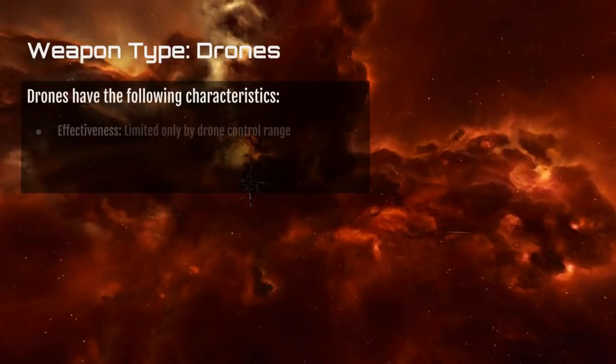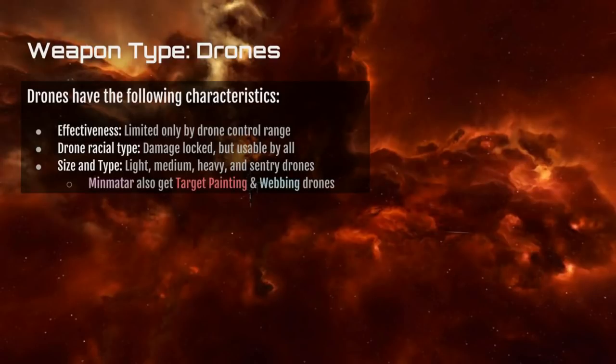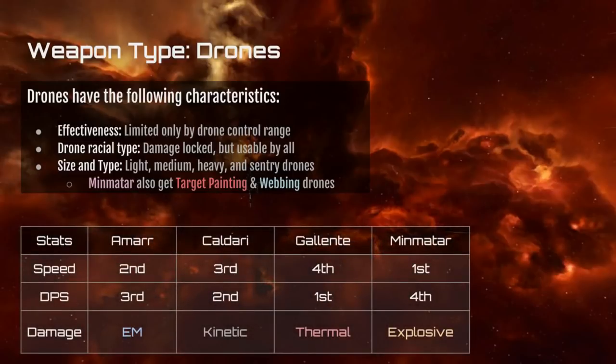Then there's drones. The Minmatar also have drones. They don't receive any bonuses to drones, like the Gallente or the Amarr. They're limited only by drone control range, and each drone type is damage locked, but anybody can use them. Combat drones have light, medium, heavy, and sentry drones as their types, and Minmatar also get target painting and webbing drones for E-War.